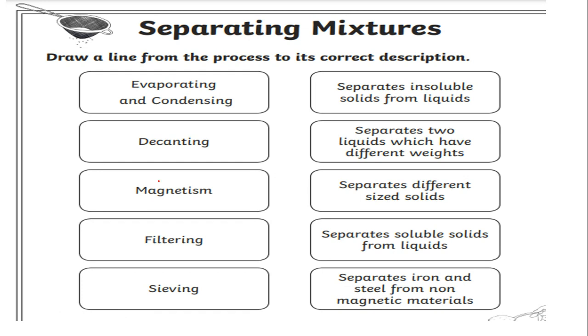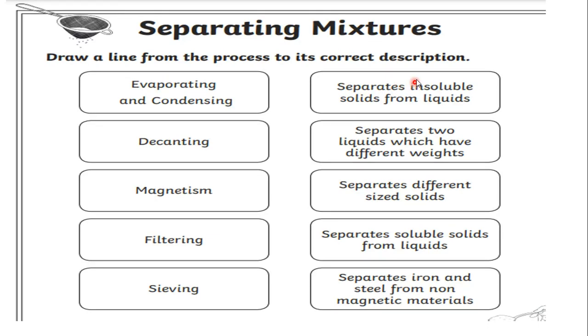On this side, we have the different processes. We have the five processes that we talked about: evaporating and condensing, decanting, magnetism, filtering, and sieving. Okay. And on this side, we have a description. So which one is correct? Okay. All right. So let's consider.